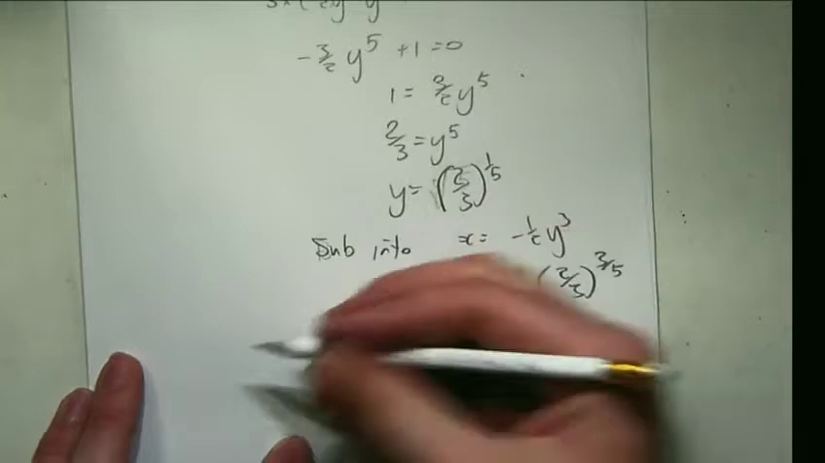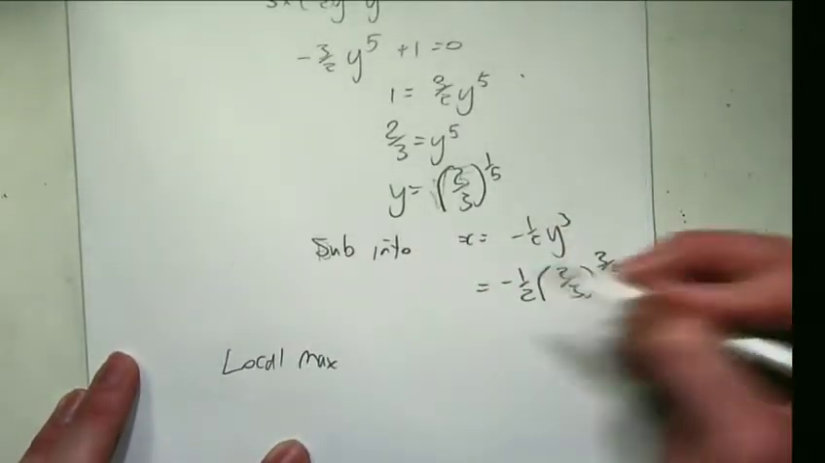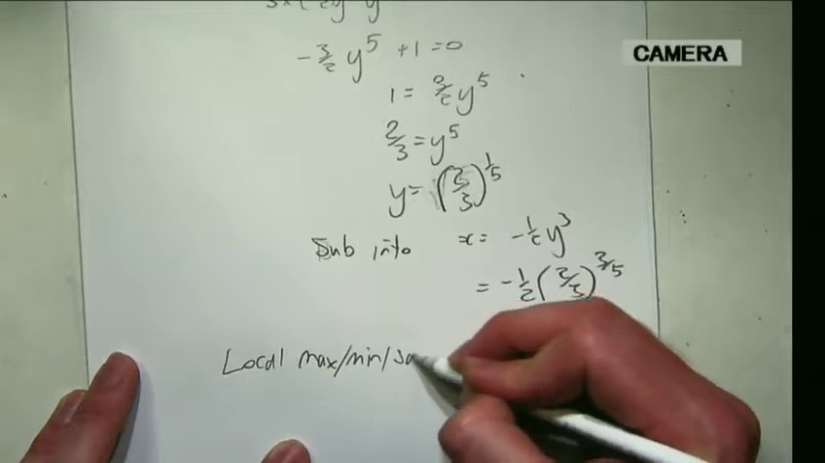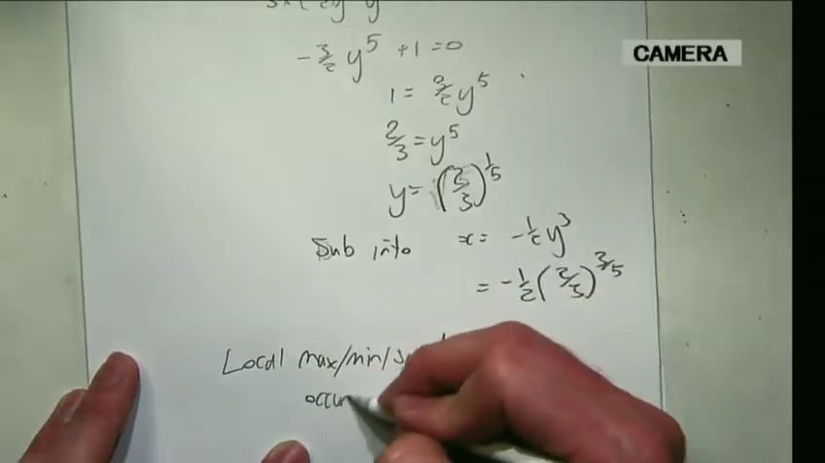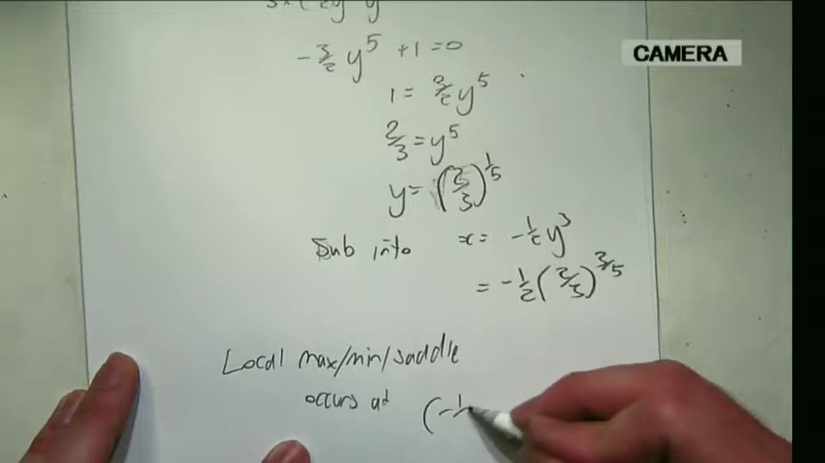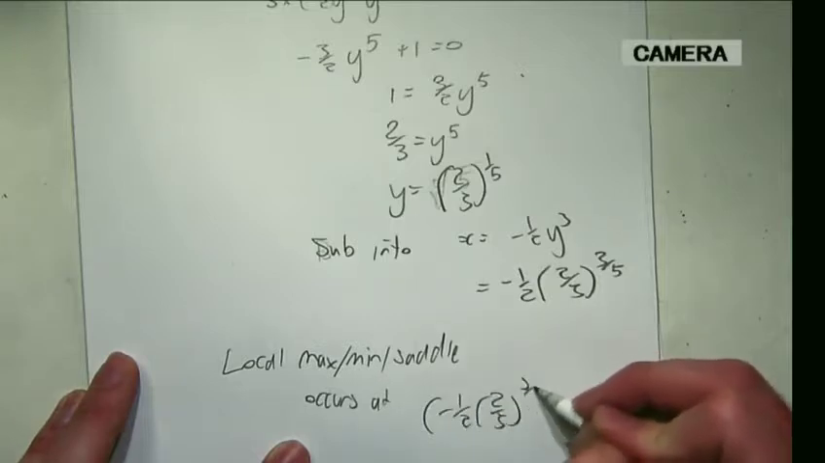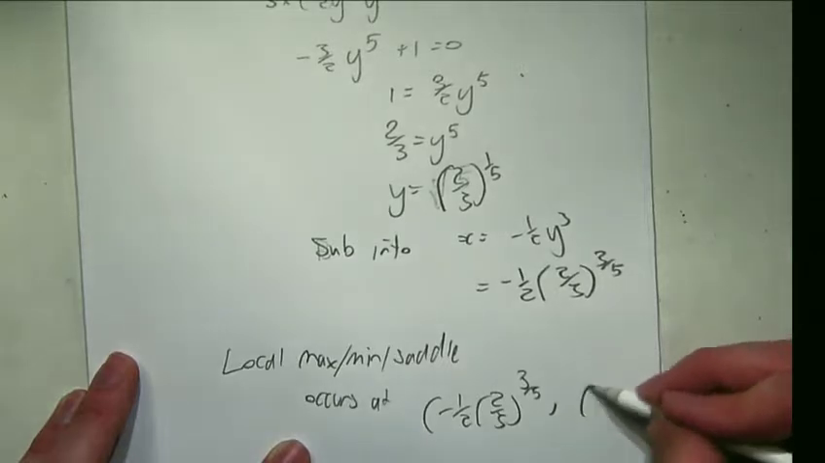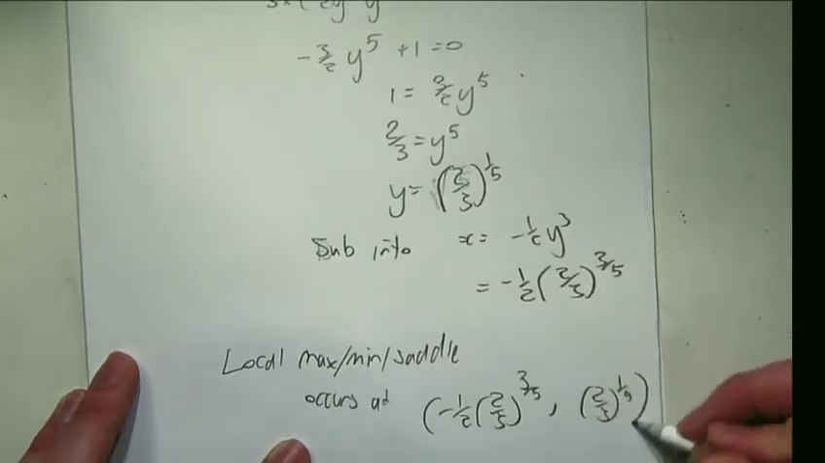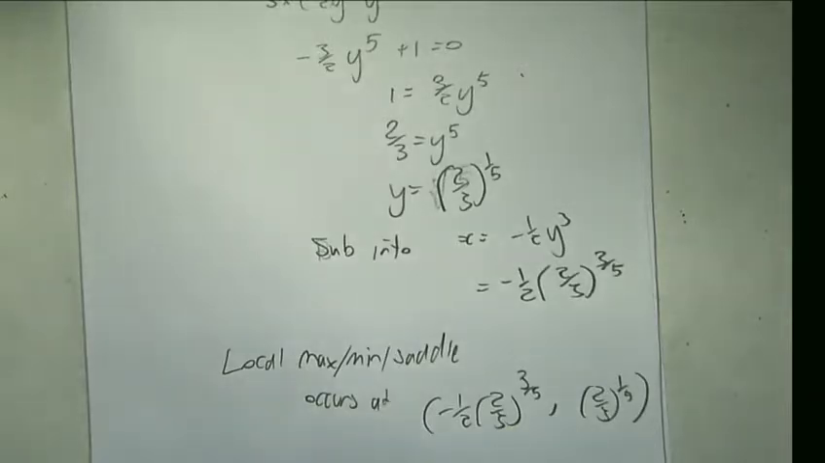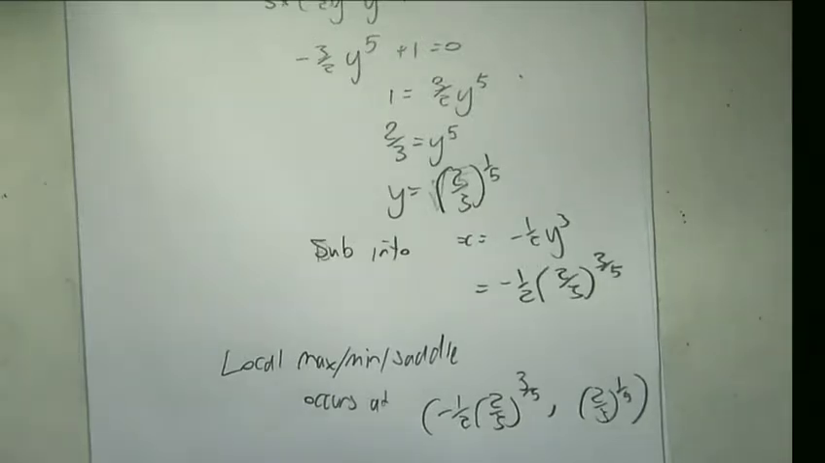And so I get that my local max or minimum or saddle point occurs at minus a half of 2/3 to the 3/5 and 2/3 to the 1/5. That's the point that it happens at. It's above that point, right? That's the point down here on the xy, and it's above that. And then I would need to find the second derivative and sub those in, and this is where I'd probably figure it out in terms of decimals and sub it in so that I could be sure. But let's have a look at what it says.